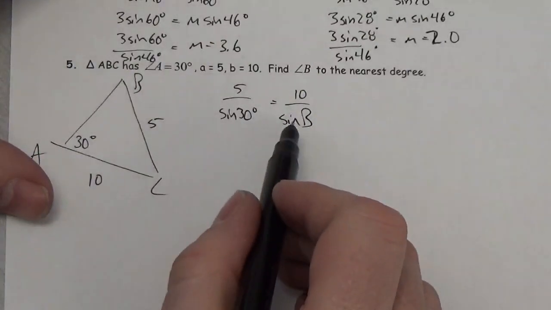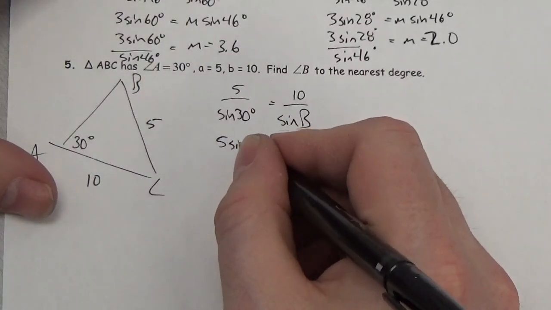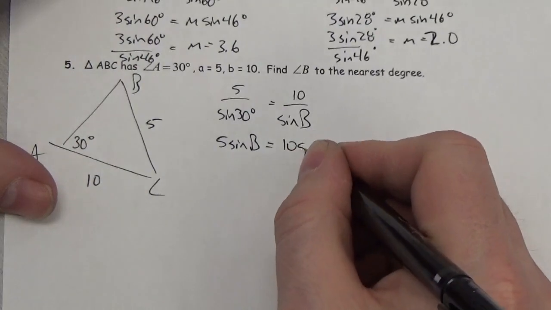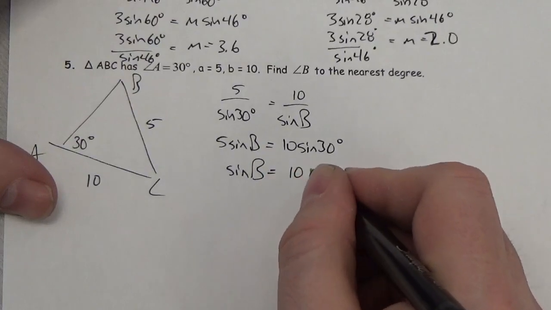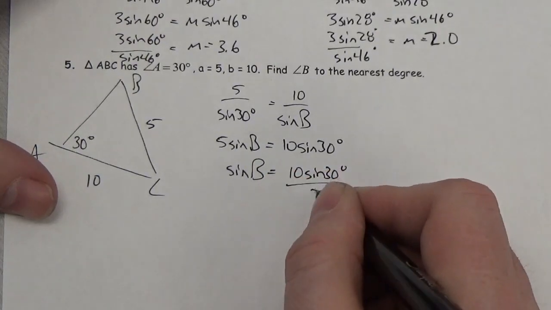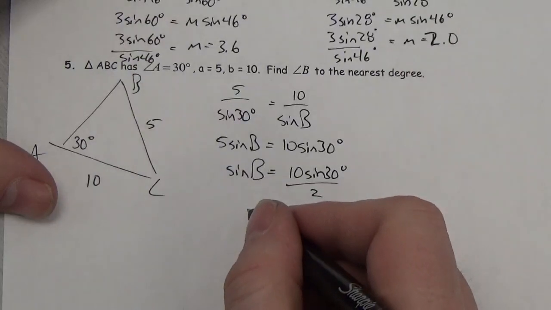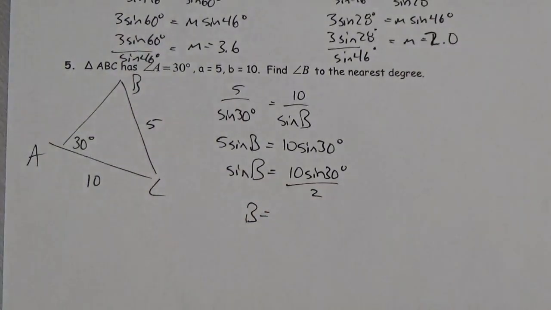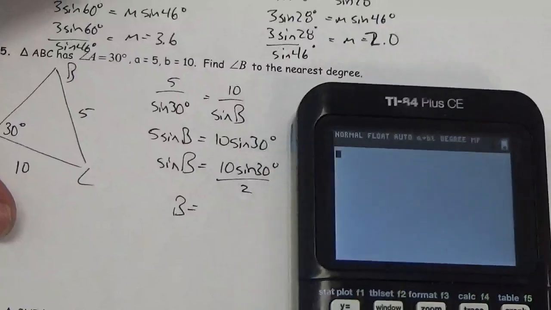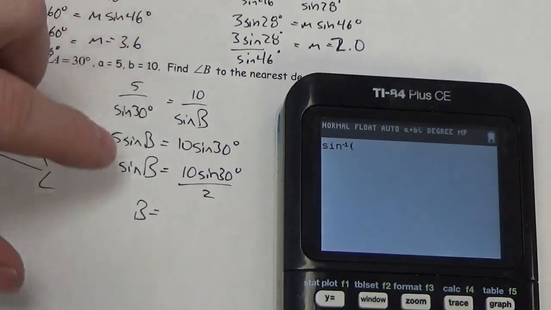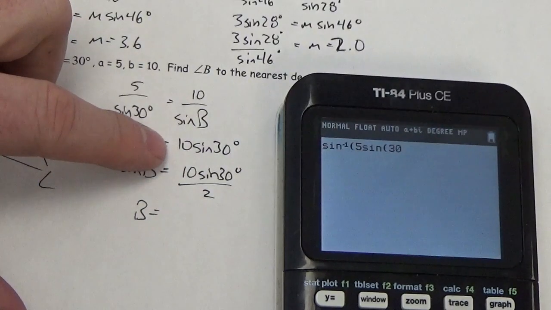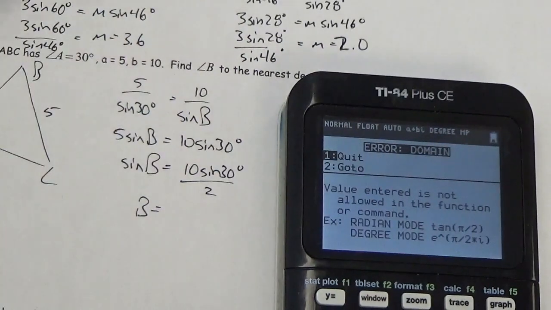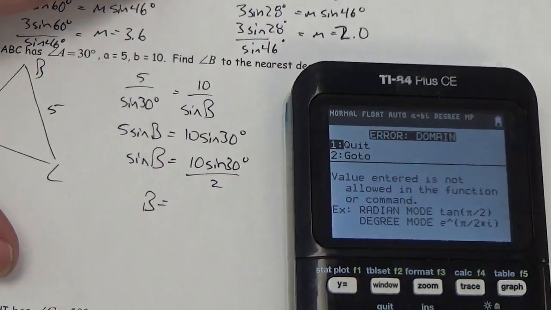Again, because I'm looking for an angle and I'm using the sine law, this is definitely a potential ambiguous scenario. So the sine of B will equal 10 sine of 30 degrees over 5. Now I can simplify that down, but at this point it doesn't really matter because I'm going to use my calculator. I'm going to let this be the inverse sine of 10 sine of 30 degrees divided by 5, close that off.